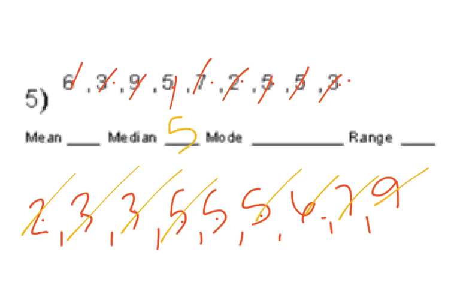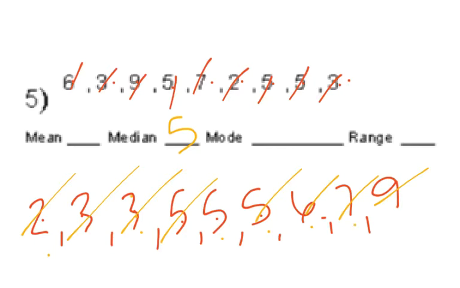Hey diddle diddle, the median's the middle. You add and divide for the mean. So 2 plus 3 is 5, 6, 7, 8, 9, 10, 11, 12, 13, 14, 15, 16, 17, 18, 19, 20, 21, 22, 23. 23 plus 6 would be 29. 29 plus 7 would be 30, 31, 32, 33, 34, 35. Did I mess up? I think I messed up somewhere.